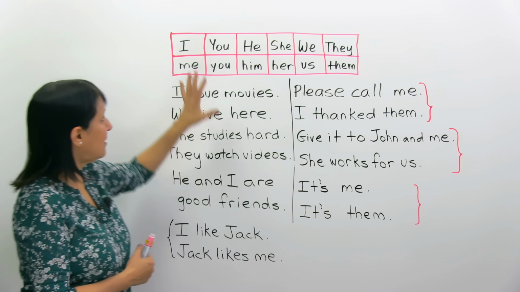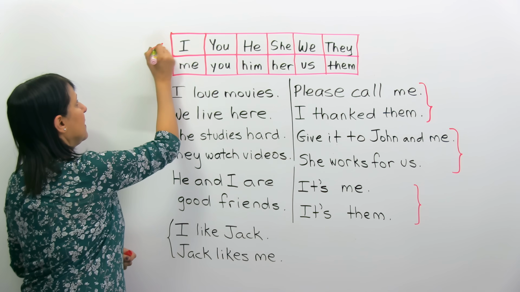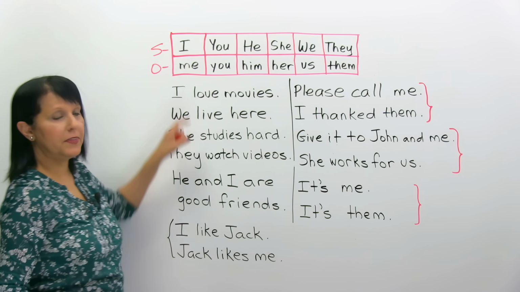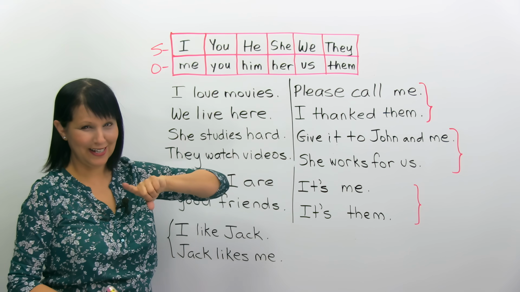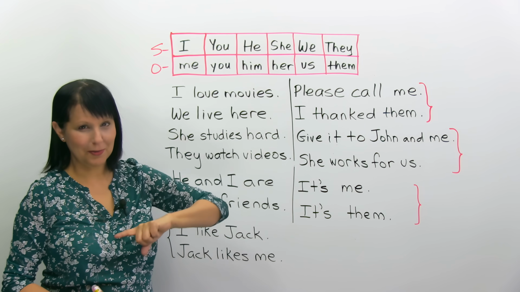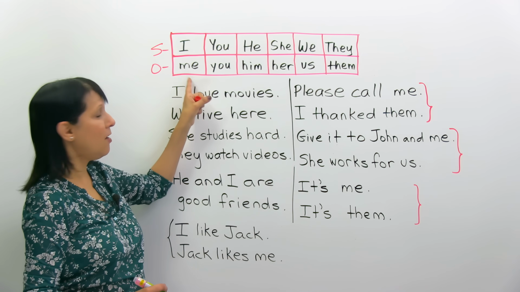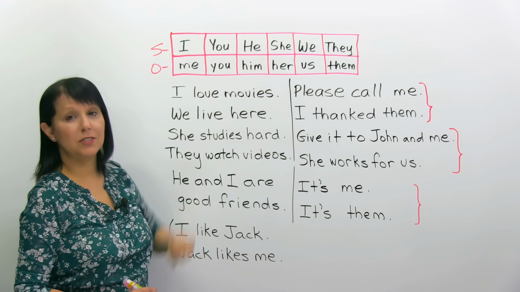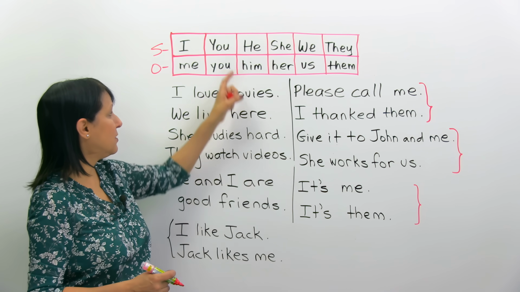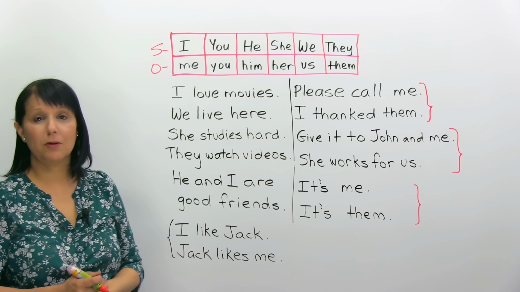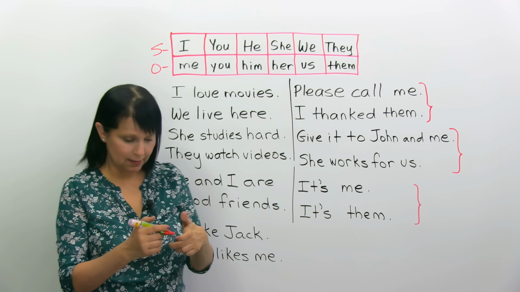Now, let's look at this chart because here what I've written for you are basically all the subject pronouns and all the object pronouns. Okay? Now, what's the problem? The problem is that sometimes people are using object pronouns when they should be using subject pronouns and vice versa. So sometimes they're using subject pronouns when they should be using object pronouns. All right? So let's see how this works.